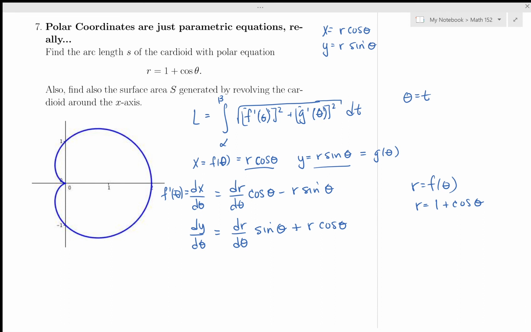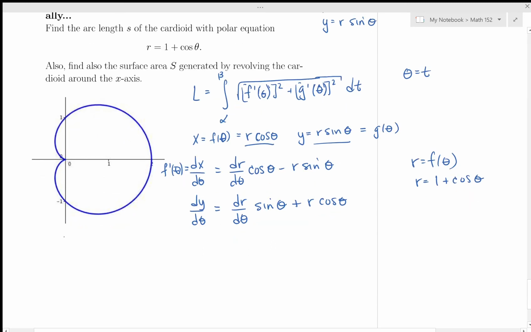So now I'm going to add together dx by d theta squared plus dy by d theta squared. And that is going to be equal to this thing here squared plus this thing here squared. Wow. It's not all is not lost though.